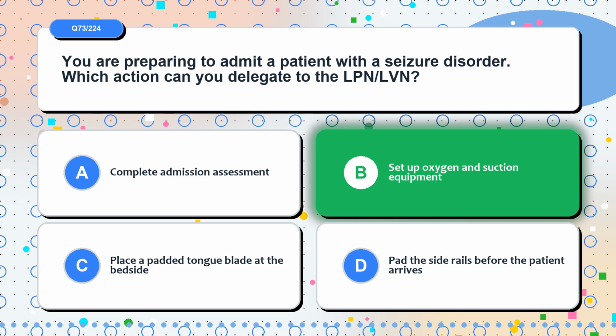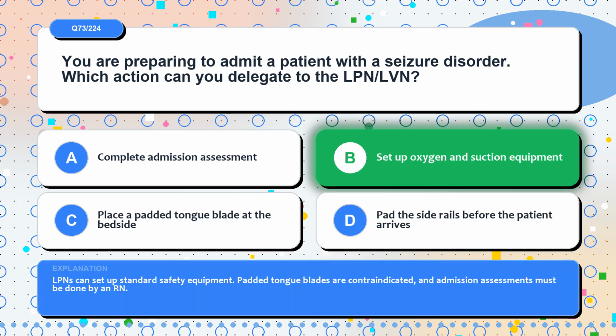The correct answer is option B, set up oxygen and suction equipment. LPNs can set up standard safety equipment. Padded tongue blades are contraindicated, and admission assessments must be done by an RN.